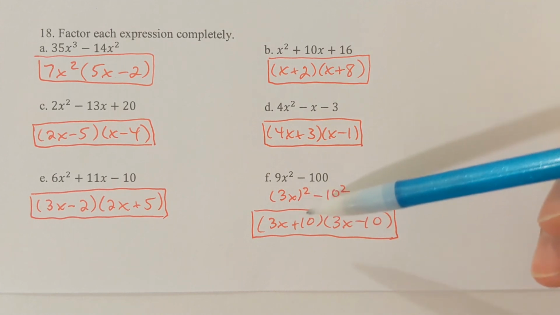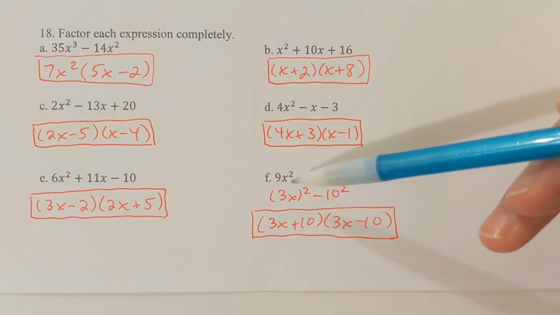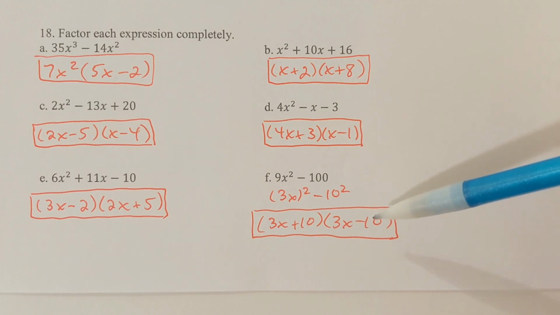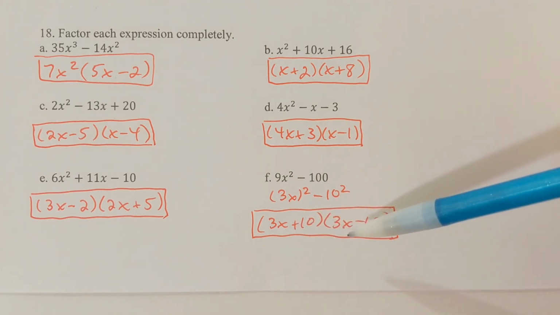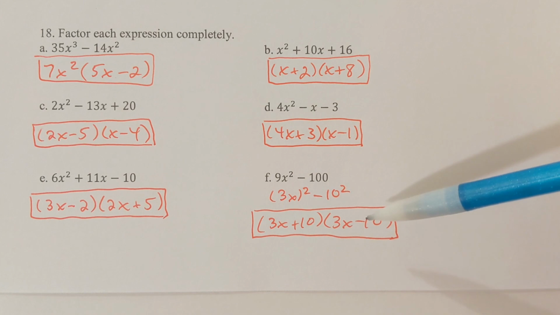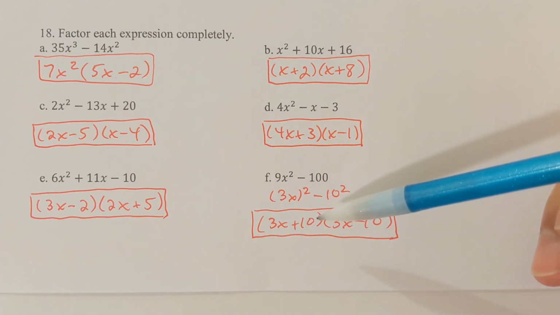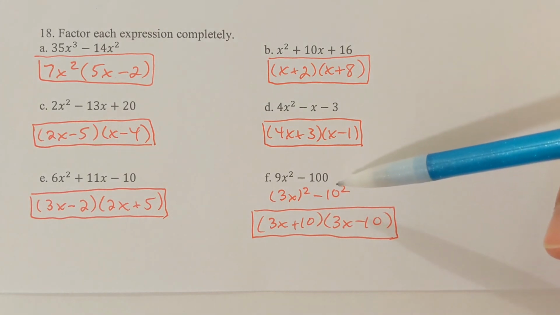And of course I can check this. So 3x times 3x is 9x squared. The outer and the inner terms go to 0. And the last terms, 10 times negative 10 is negative 100.